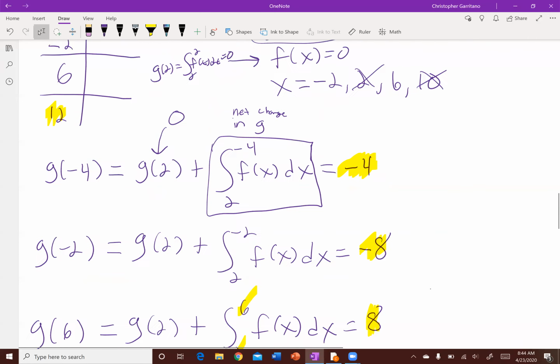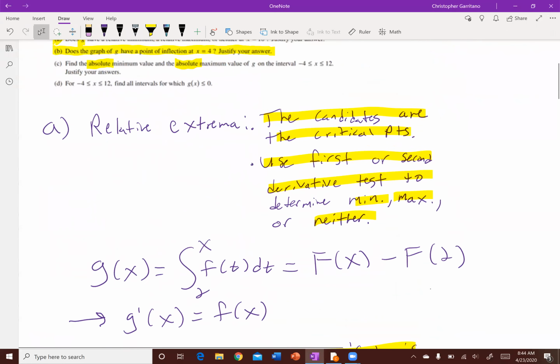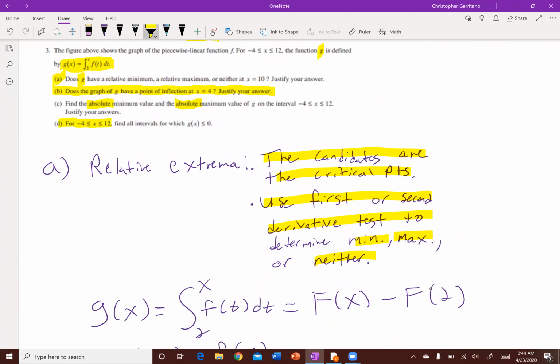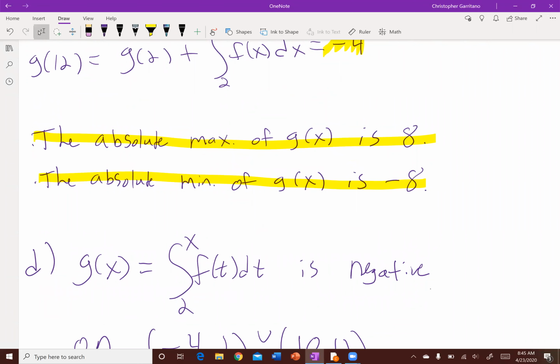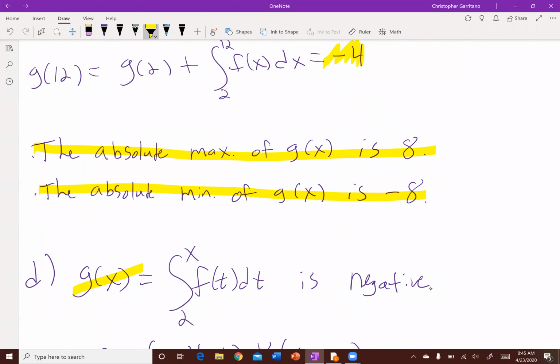All right. Part D, let's just read through it quick. For this entire interval, find the intervals for which g of x is less than or equal to 0. Now, in this situation, notice it doesn't say to justify or anything. So really, all you need to do is determine when the value of g is less than or equal to 0. All right, and just reminding that g of x is defined to be this integral. And we want to know when is it negative. Actually, we want to know when is it negative or 0.